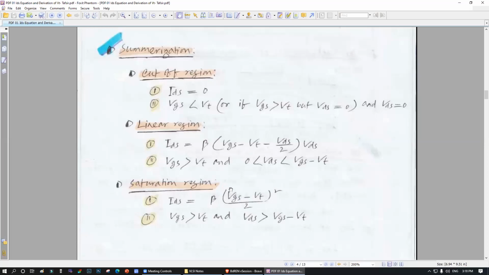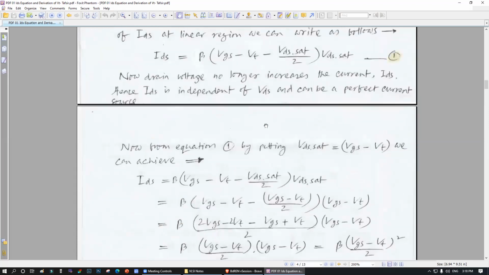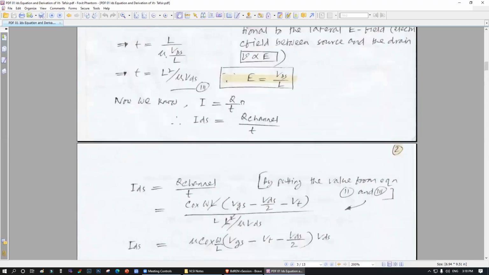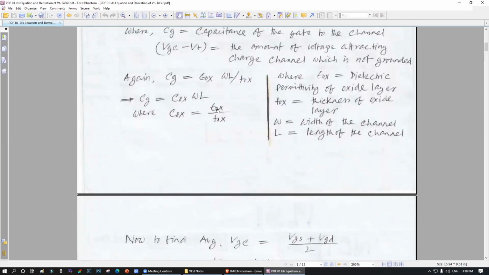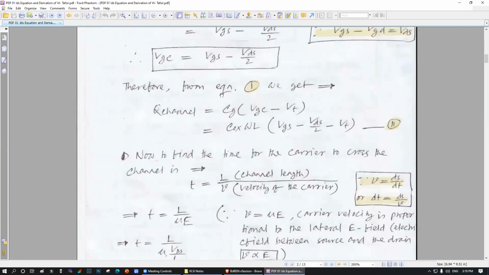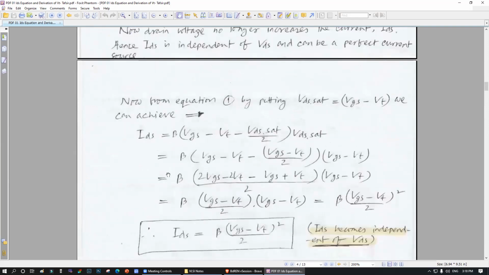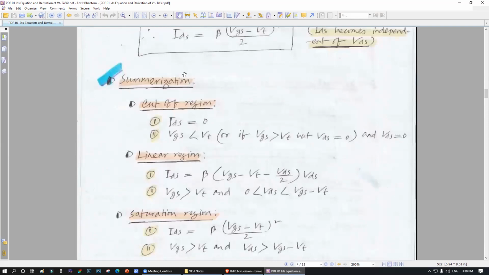So let's say I'm going to give you some values and you will decide which equation to use, okay? The value of beta depends on mu COX W by L. COX is equal to EOX by TOX. Here you can see, right? Right now I'm not going to give those. I am going to give you a value of beta directly. You have to be prepared, because in the exam I can give you individual values so that you can first calculate the beta, then go for the IDS. Okay, right now I'm just going to give you a value of beta.